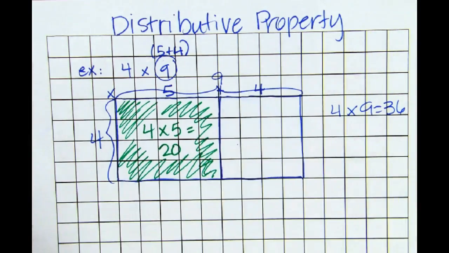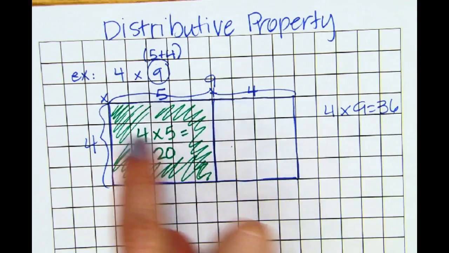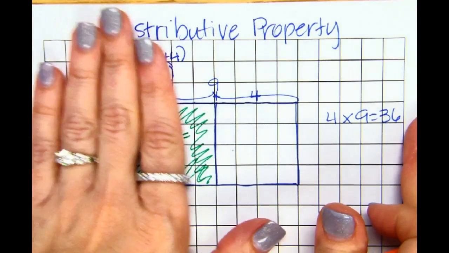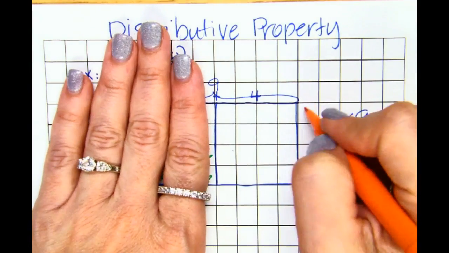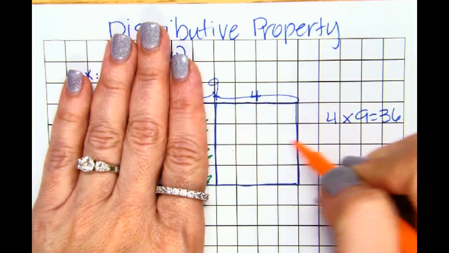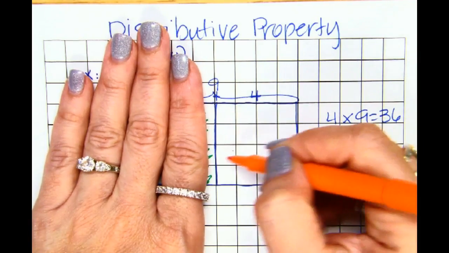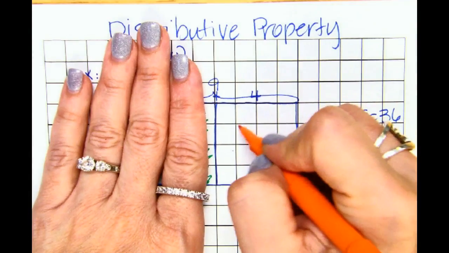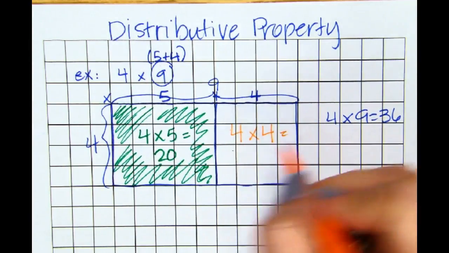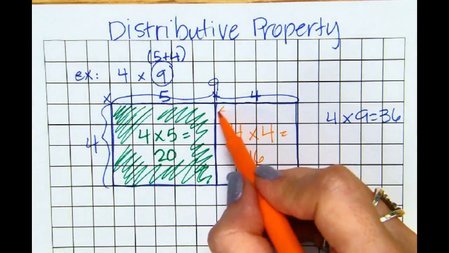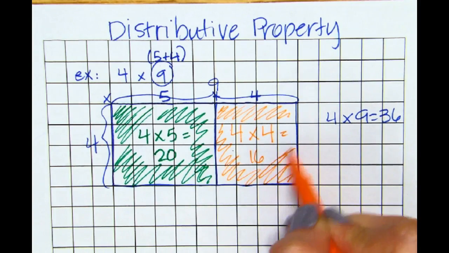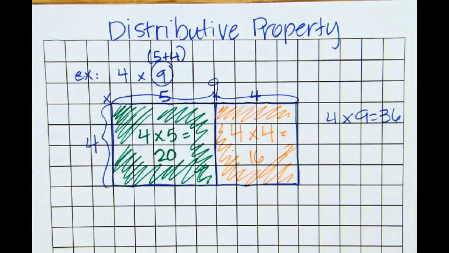Now let's look at this other part of our original rectangle. In this part, we have 4 groups of 4. So we have 4 rows with 1, 2, 3, 4 in each row. So 4, 8, 12, 16. Let's write the multiplication there: 4 times 4 equals 16. I think we agree that 4 times 4 is 16. We have 16 in this area of our rectangle.